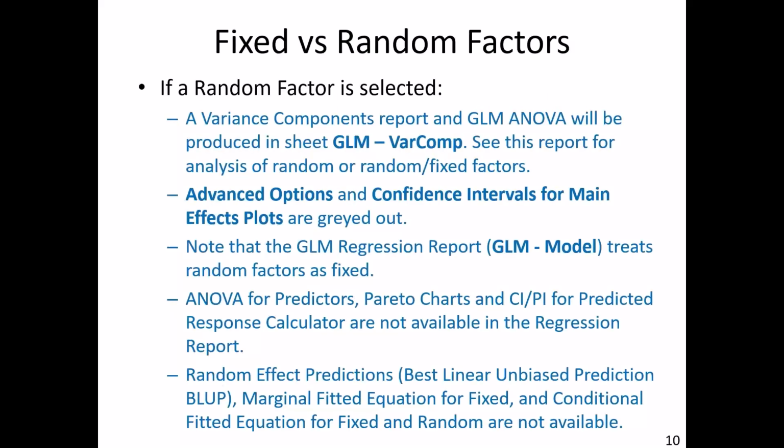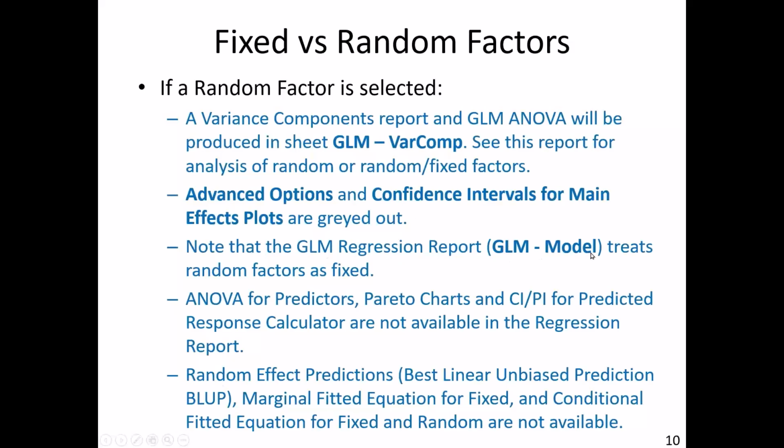If a random factor is selected, you get a report called a VARComp on the sheet. It's called GLM VARComp. And this is the report that comes up by default. And so you can look at the variance components report. You can look at an analysis of variance and get your p-values. So that's quite useful. However, advanced options and confidence intervals for main effects plots are grayed out. All right, so when you select random factor, the choices become limited. You are not allowed to do stepwise regression, for example.